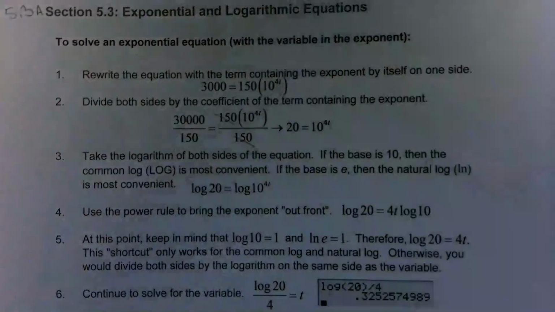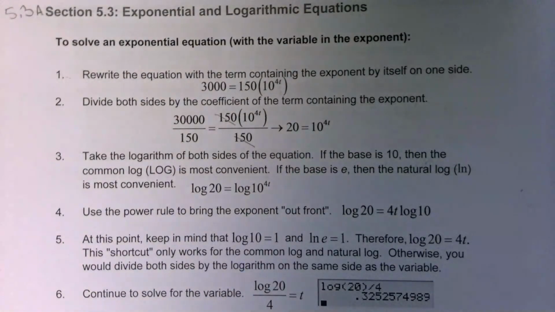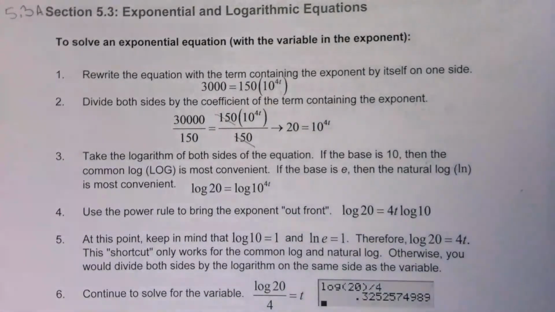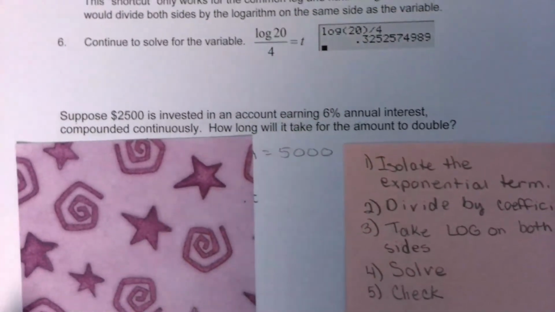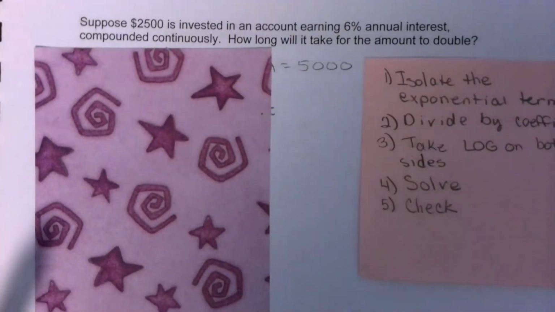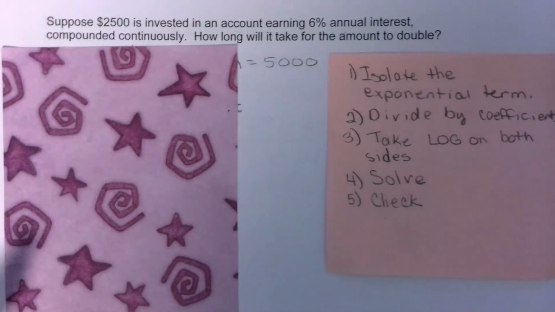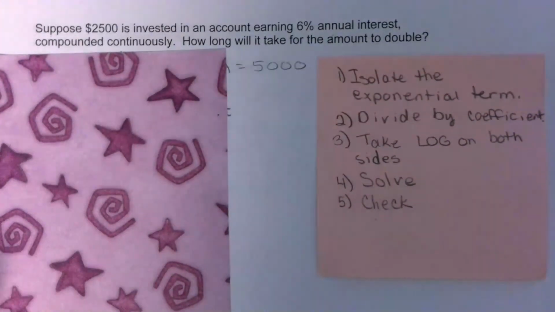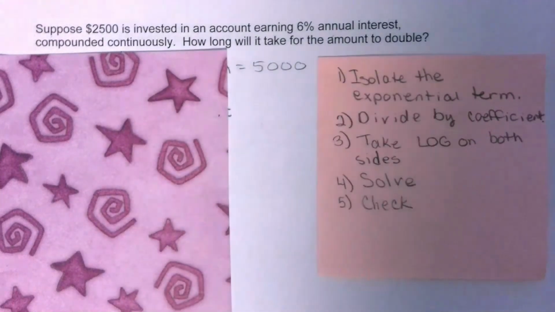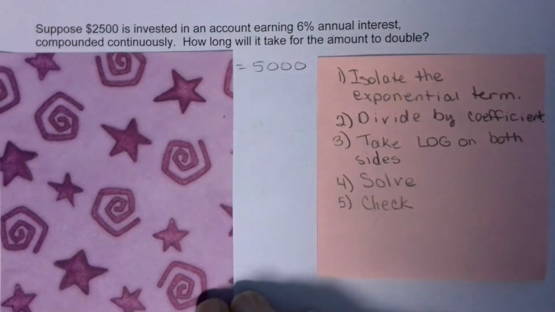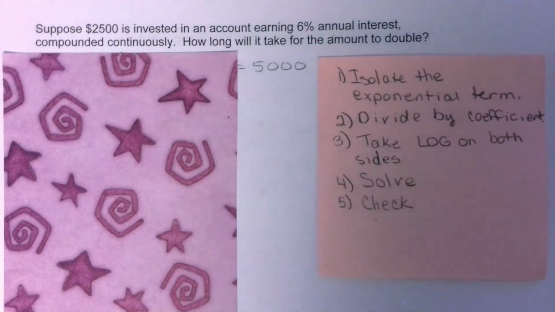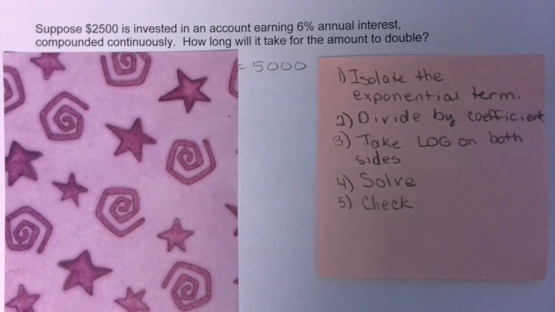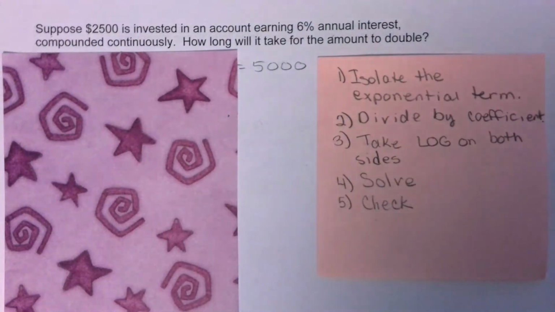So now let's look at an example of how we're going to solve this. Okay. Let me slide down to the next problem here. This is another one of our interest problems. Suppose we have $2,500 invested in an account earning 6% annual interest, compounded continuously. How long will it take for the amount to double?